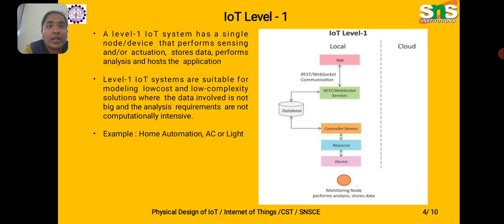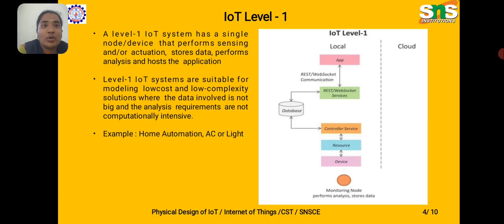In level 1, a local area network is connected with an application. It is connected with REST WebSocket communication and REST WebSocket services. These are connected with the database, and below it is connected with the controller service, resources, and devices. It is used to monitor the node, perform analysis, and store data with the help of the node.